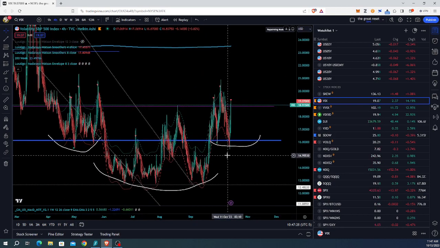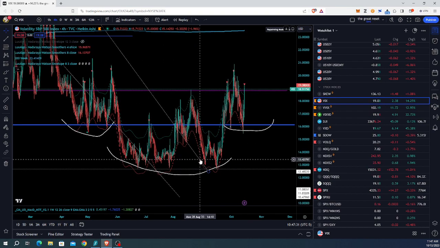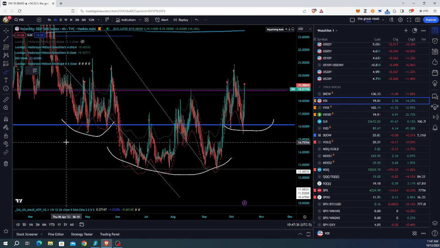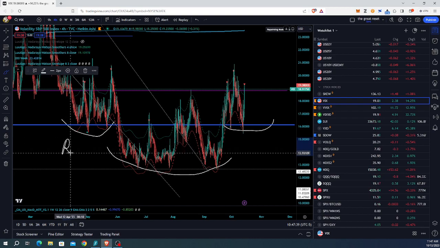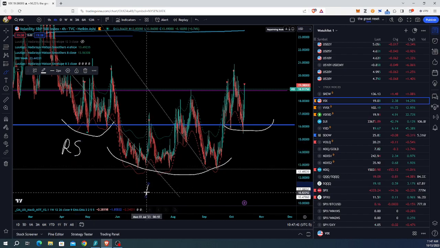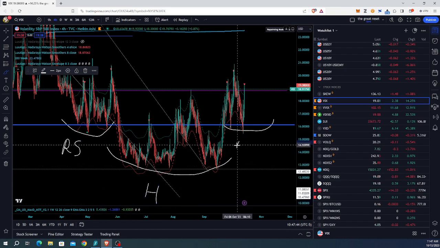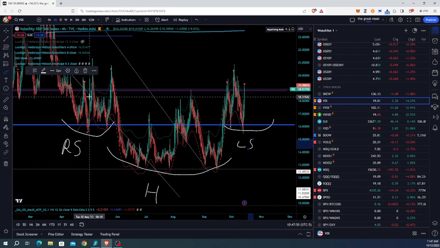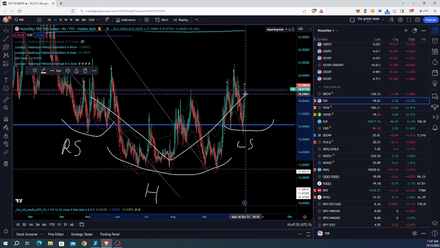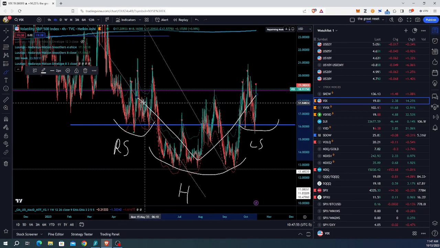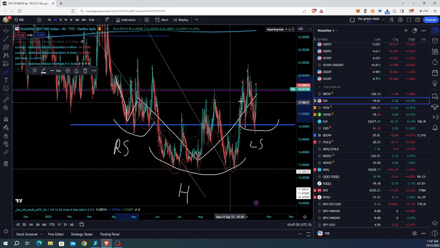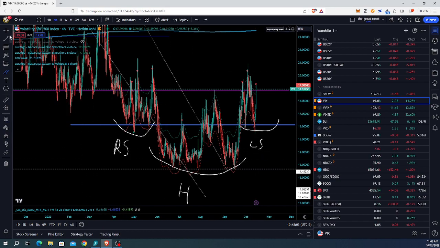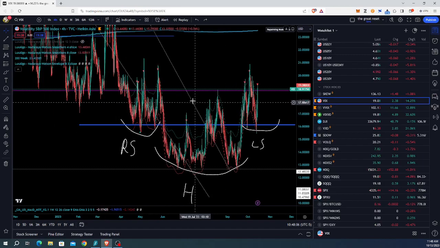This whole pattern right here, to me, looks like a bit of an inverse head and shoulders. If we use our imagination, here is the right shoulder, here's the head, and here would be the left shoulder, which could give us this little bottoming structure right here, if you want to think about it like this. Anyways, an inverse head and shoulders is a bullish reversal pattern.